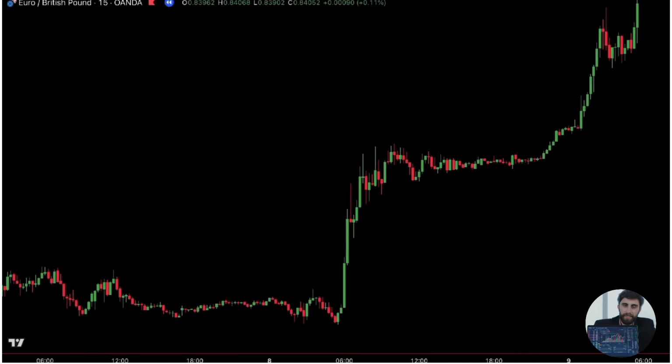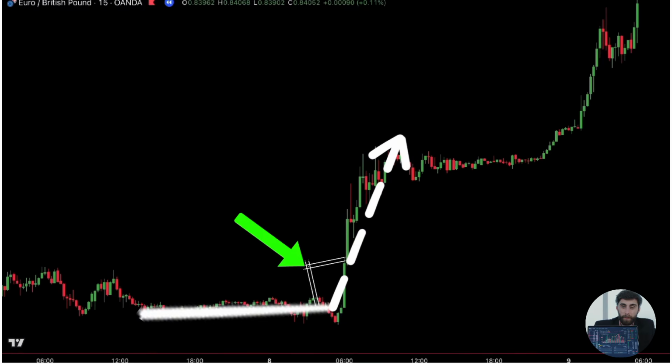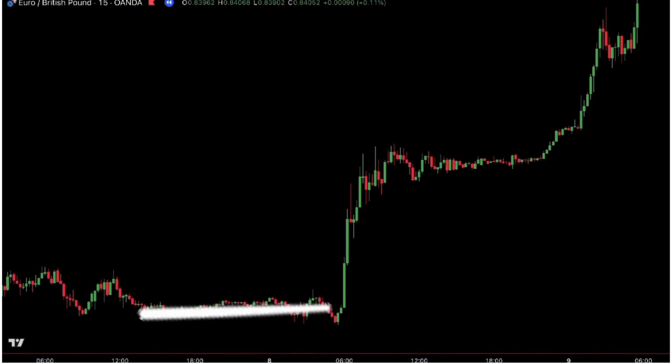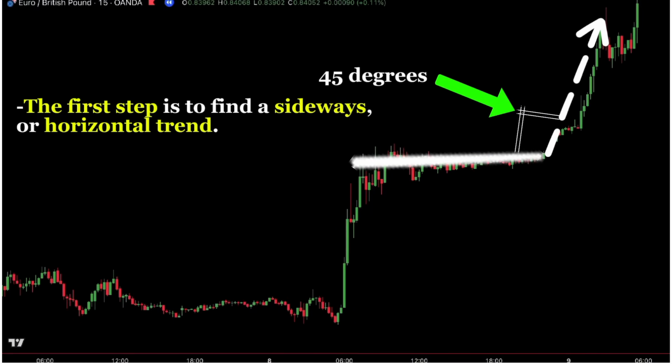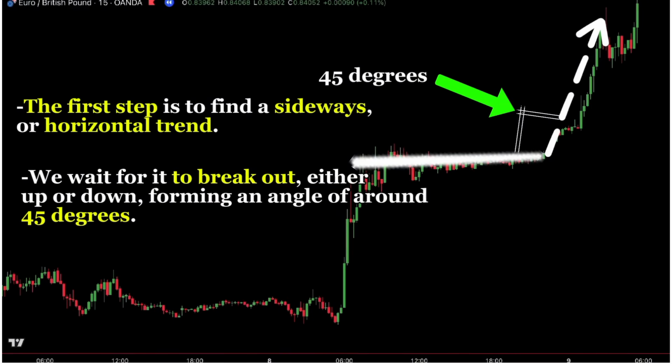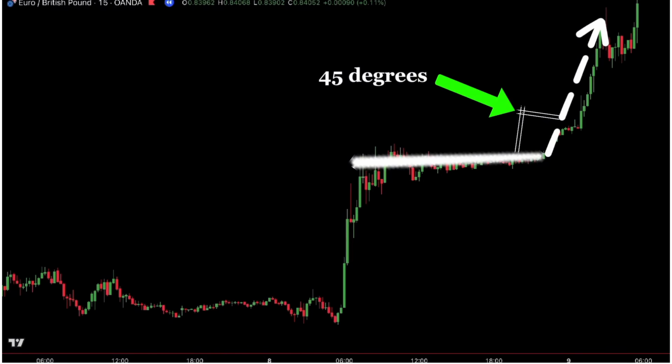Let's find another example here. The trend moves sideways again, but this time it breaks upward, forming another 45-degree angle. Over here, we see the same thing. Sideways movement followed by a sharp move upward at an angle of about 45 degrees. So here's the key. The first step is to find a sideways or horizontal trend. Then we wait for it to break out either up or down, forming an angle of around 45 degrees. This is where the opportunities are.